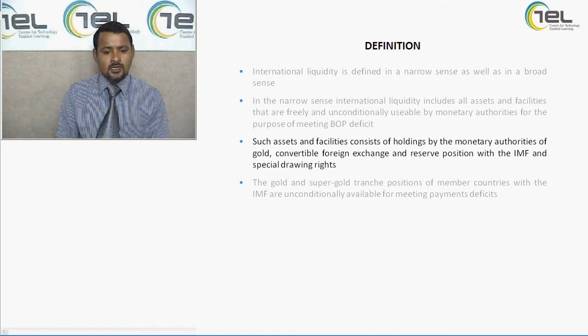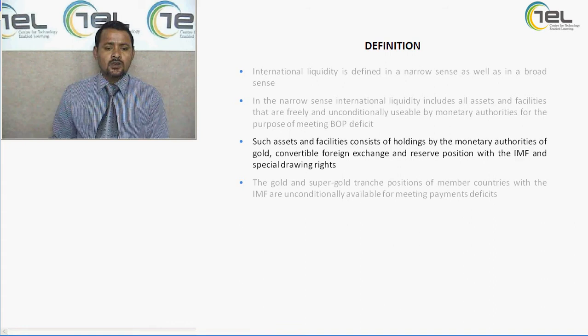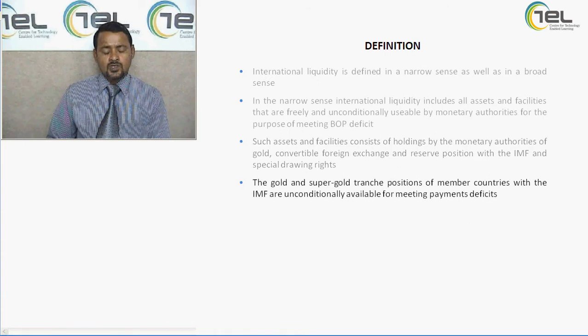The gold and super gold tranche of member countries with the IMF are also unconditionally available for meeting BOP deficits. So when the requirement arises, the country can make use of the gold and super gold tranche that has been deposited with the IMF.